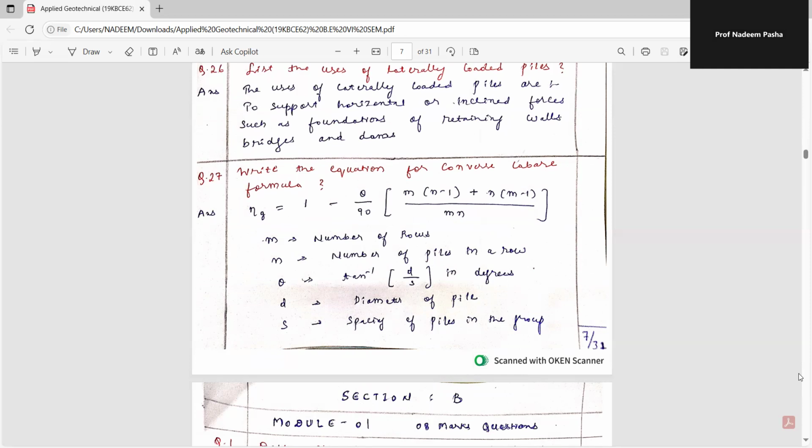Eta g equal to 1 minus theta by 90 into [m into (n minus 1) plus n into (m minus 1)] divided by mn, where m is the number of rows, n is the number of piles in a row, theta is tan inverse of d by s in degrees, d is the diameter of pile, and s is the spacing of piles in the group.